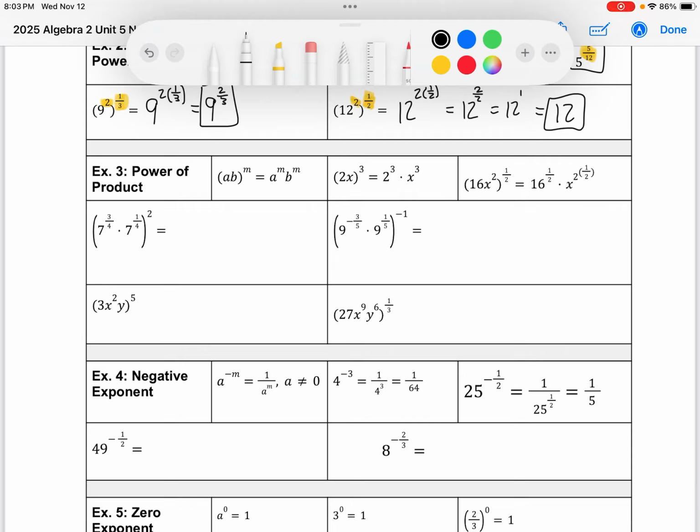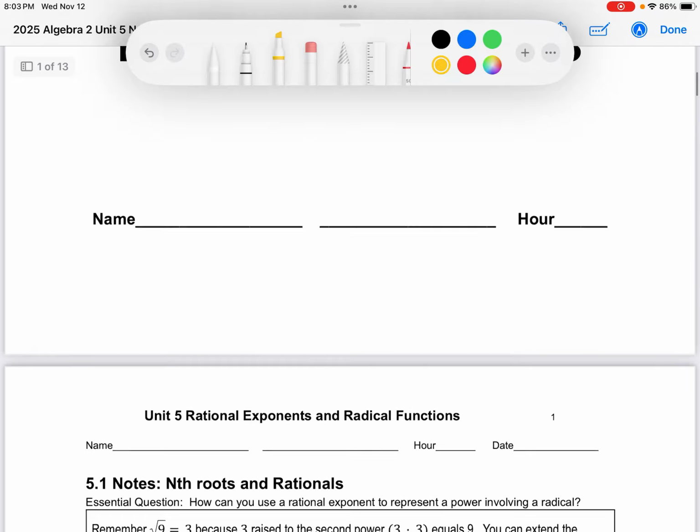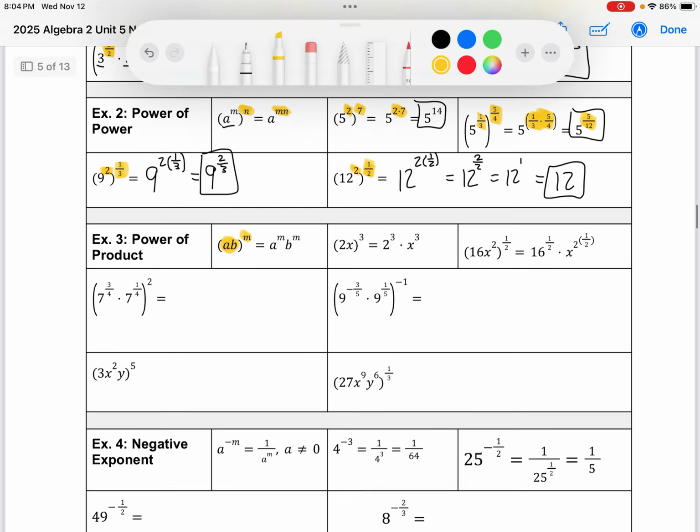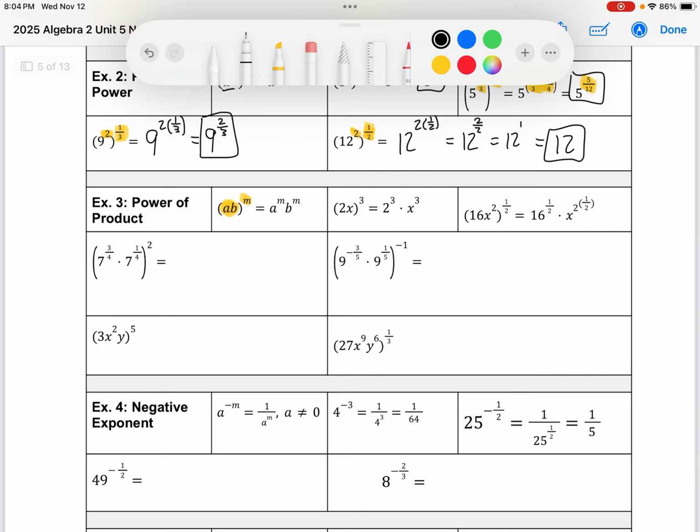Okay, so for example 3, what we're looking at is when we have multiple things on the inside of the parentheses and then it's raised to a power on the outside. So it's kind of just applying what we just did, but where we have more than one thing on the inside of those parentheses. And what we do in this case is we are going to essentially distribute this power to everything that's on the inside. So (AB) to the power of m becomes A to the power of m, then B to the power of m.